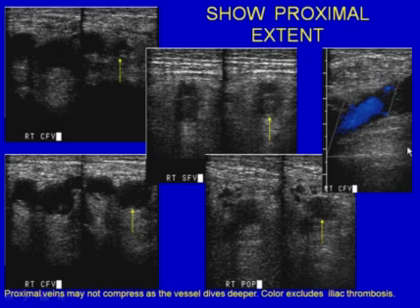Color is helpful sometimes to show the proximal extent of clots, especially when they're in the groin and above, because you cannot always compress the common femoral vein once it dives deep into the pelvis to become the external iliac vein. So this is a patient who has a common femoral vein clot, and as we go up above it again, we're able to see that it does not extend into the external iliac. The vessel is patent above this clot.